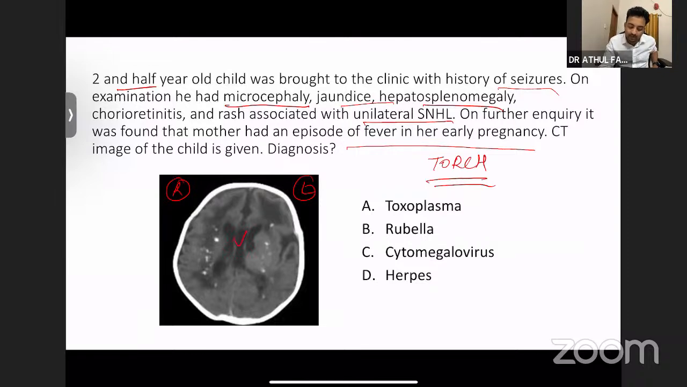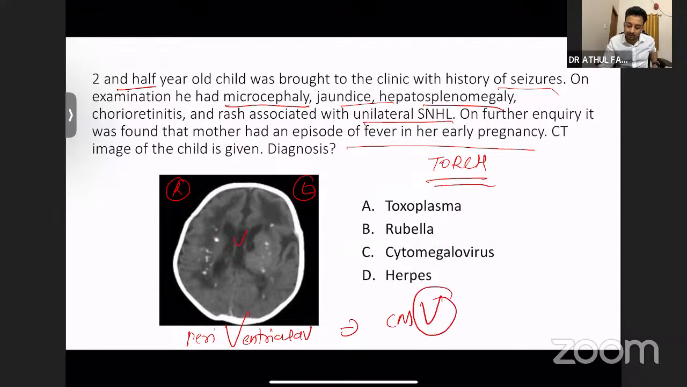So you are seeing calcification in the periventricular region. I told you, when you are seeing periventricular calcification, it is always CMV, okay? So when you are seeing the periventricular type of calcification, then you should be sure that this is a case of CMV, at least for your entrance purpose, because in entrance they will give you classic images only.